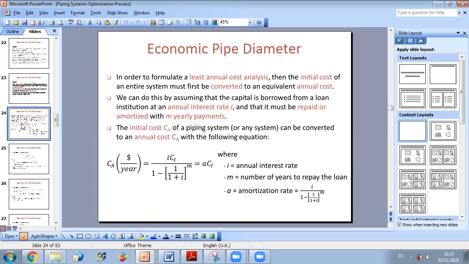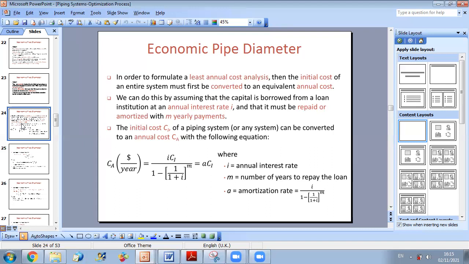Okay. In this case, what is the situation? We are considering that the capital is borrowed from a loan institution. يعني نحن على بنك واخذنا مصاري, and this is why we will pay this money with time. وفي a certain annual interest rate that must be repaid or amortized with yearly payments.